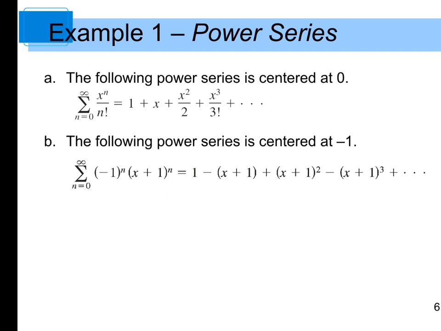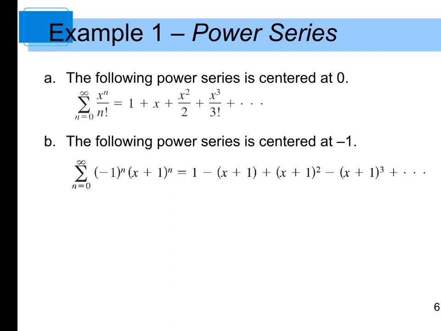Example of a power series. The following power series is centered at 0: the summation of n equal to 0 to infinity of x raised to n over n factorial, equal to 1 plus x plus x squared over 2 factorial plus x cubed over 3 factorial and so on.